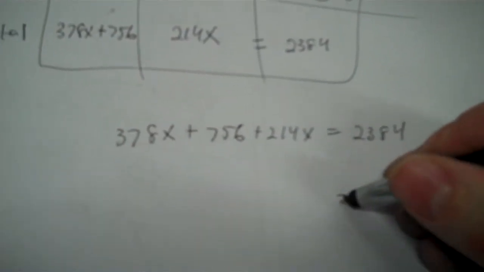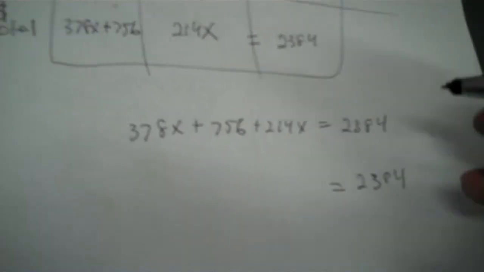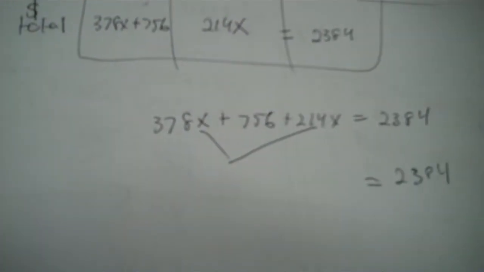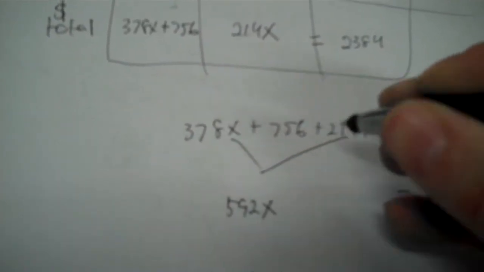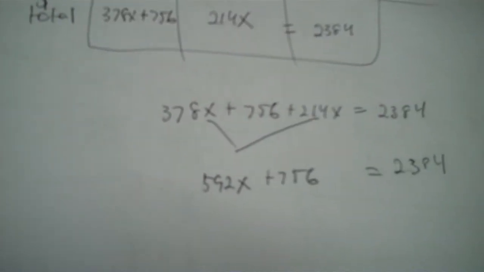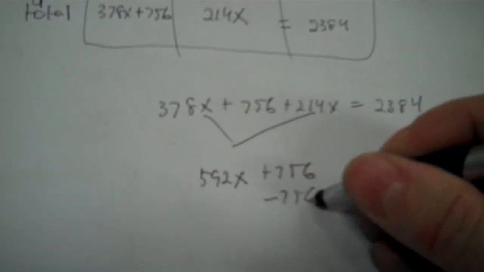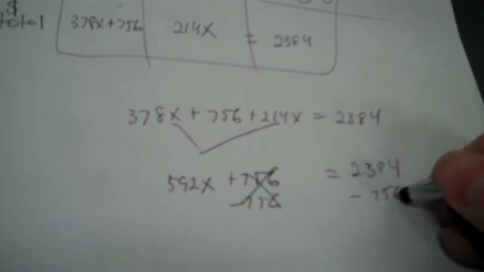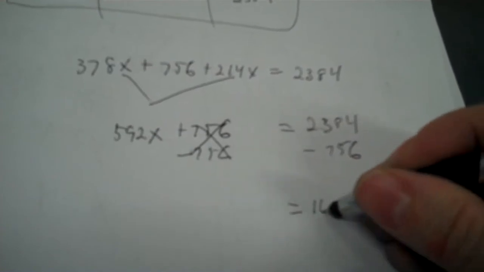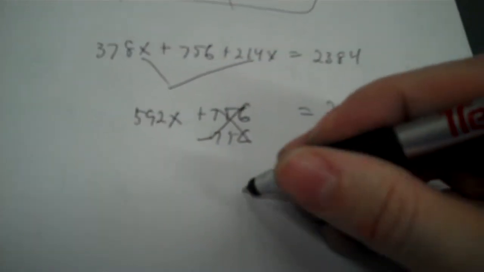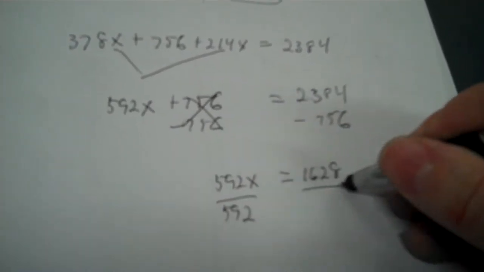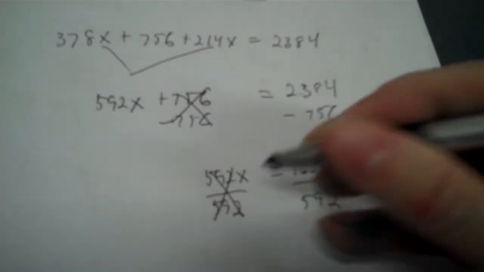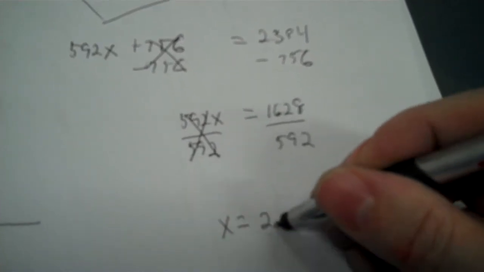And I can easily solve this. I just combine my x's. They're on the same side, so that's what we do. That's going to be 592x plus 756. Then I minus 756. That's 1,628. And that's 592x. Then I divide by 592. And that's 2.75, if you divide that on a calculator.